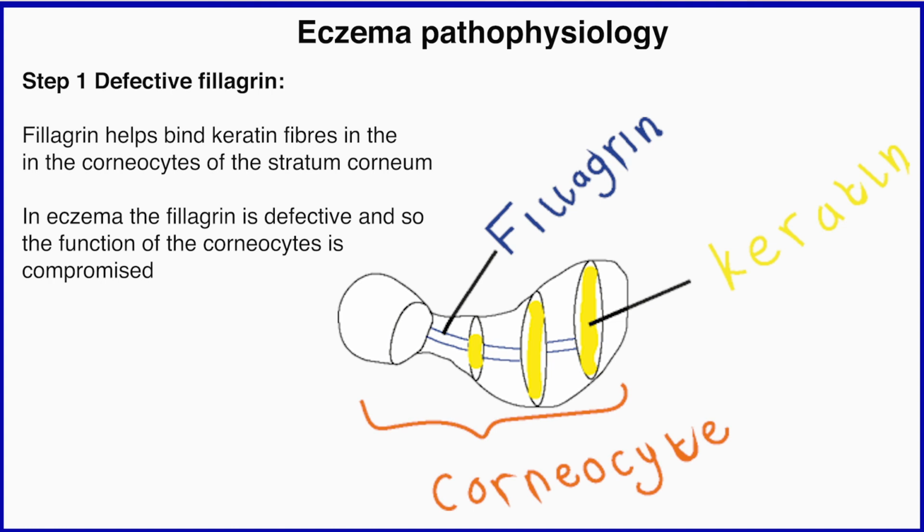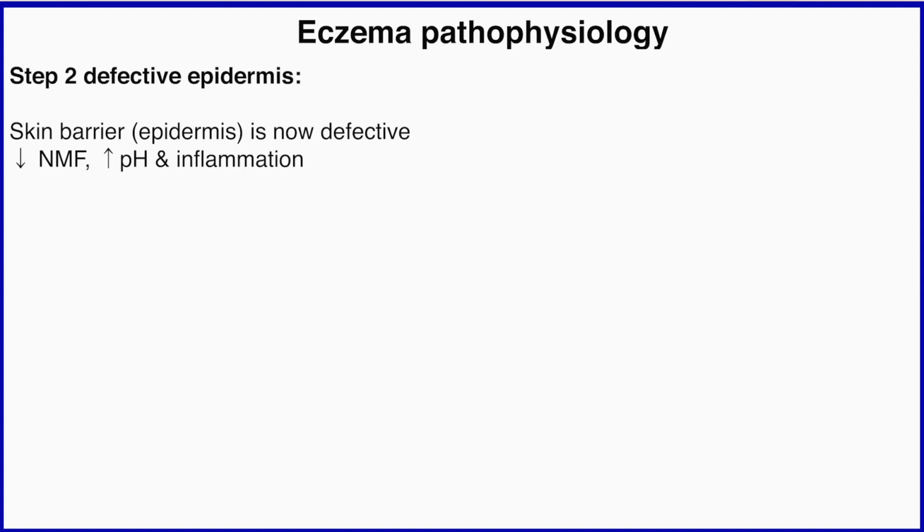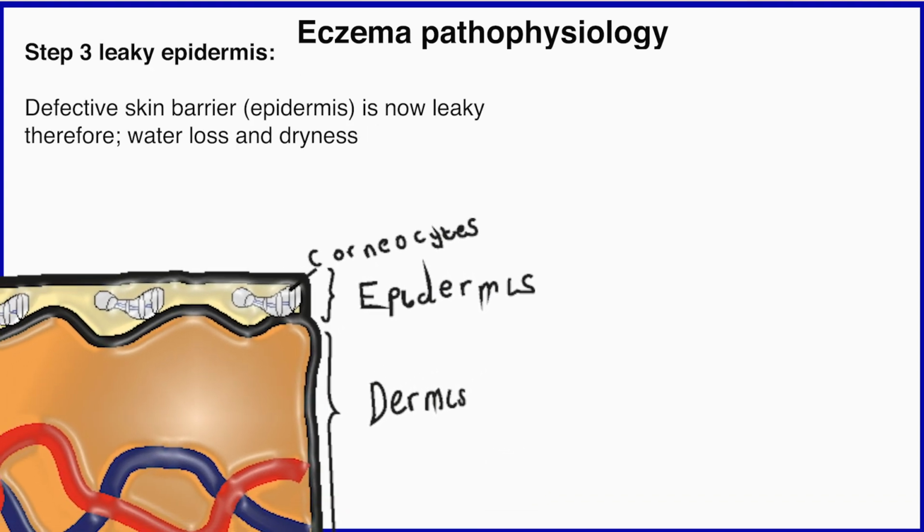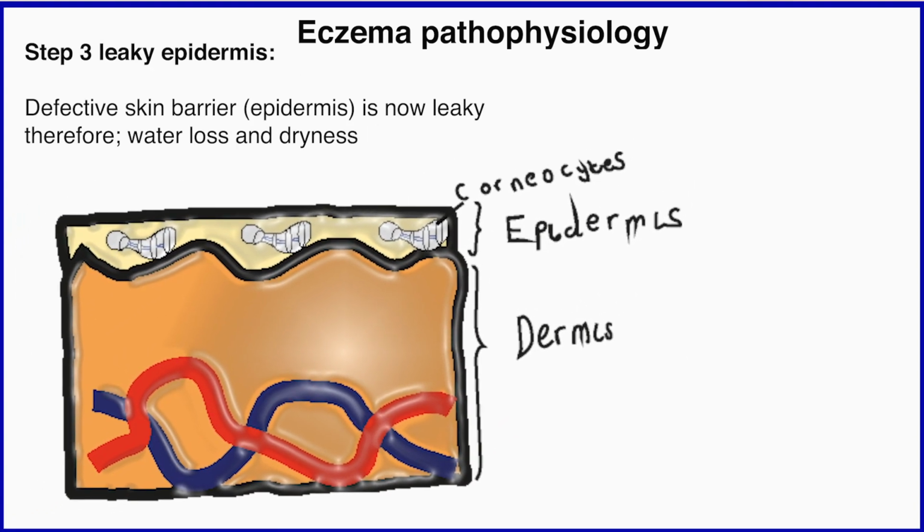What ends up happening is that the keratin itself is bound to another keratin via this special protein known as the filaggrin. And what happens in eczema is the filaggrin becomes defective. As a result, we have a decrease in NMF, which is the natural moisturizing factor. We have an increase of the pH. We also have an increase of water loss.